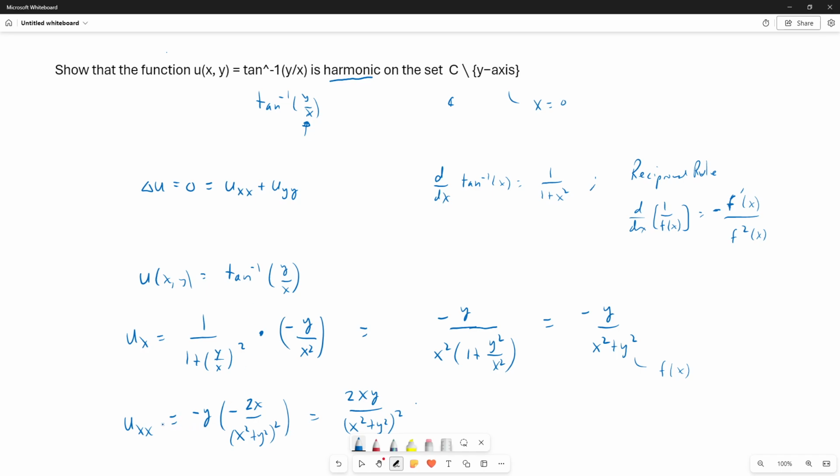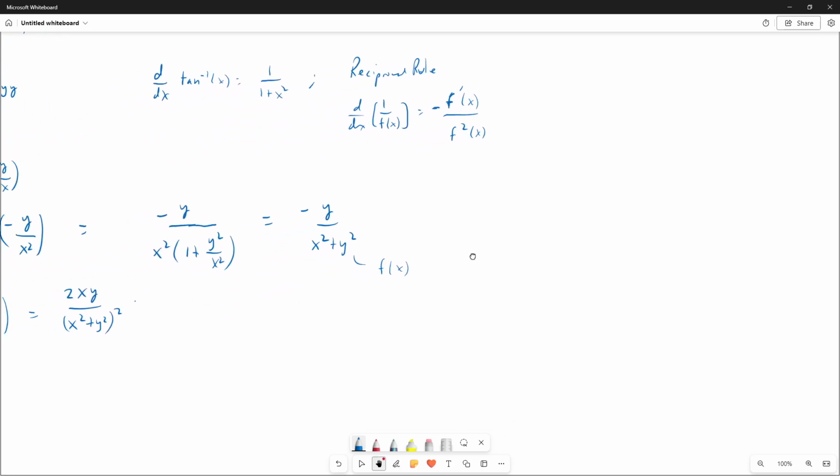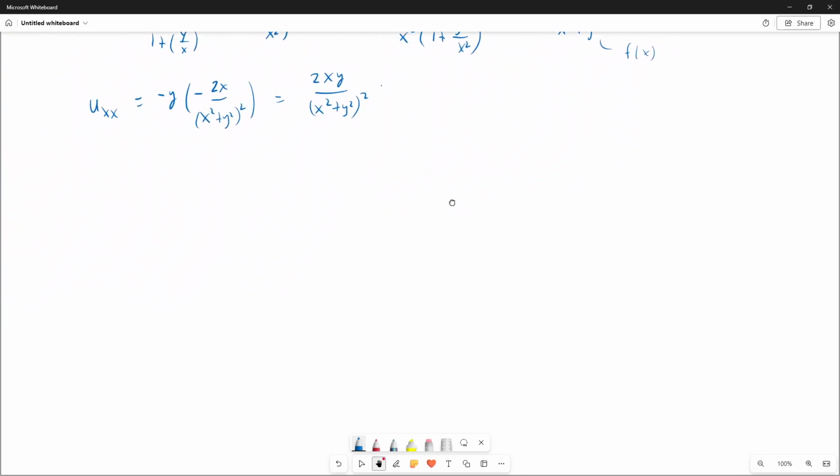And now we compute u sub yy, and we will see that u sub yy is the exact same thing except with a minus sign. And so when we add them, we will get 0. Let's do the calculation. Let's leave this one on the board here. There we can see u sub xx.